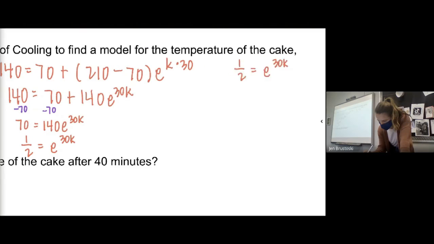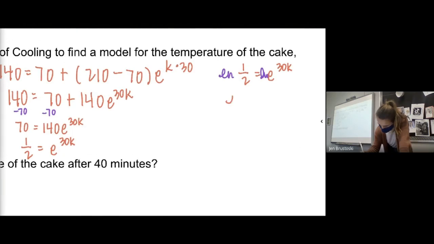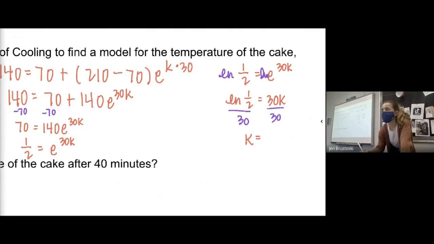If I take the ln of both sides, I'm able to get rid of that e. So ln of 1/2 equals 30K. Divide by 30. And what is K equal to? Lily? Negative 0.023. Good.